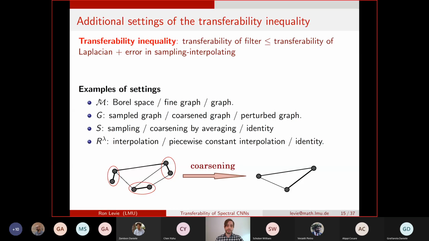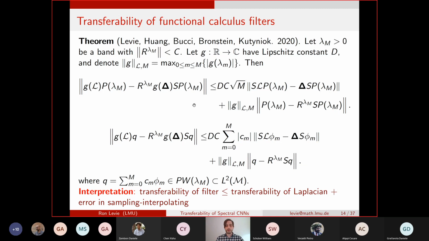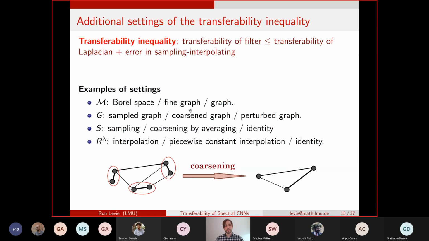For example, we can think about the underlying space as a graph itself. So it's a fine version of a graph, and G is a coarsened version of the graph, for example, using the Graclus algorithm or some other graph pooling approach, and S is the pooling operator. So in this case, we can prove a transferability inequality under pooling. Basically, the application of the filter on the fine version of the graph is approximately the same as the application of the filter on the coarse version of the graph. And we can also use this theorem to prove a stability inequality, where both M and G are the same graph up to a small perturbation.